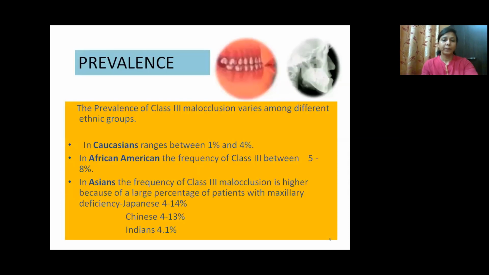If we talk about the prevalence in the different ethnic groups, in Caucasians it ranges between 1 to 4%. As I said, it's a rare malocclusion. In African Americans, the frequency may go up to 5 to 8%. While in Asians, the frequency of class 3 malocclusion is somewhat higher because a large percentage of patients with maxillary deficiency exists in the Japanese, Chinese, and Indians to different levels.